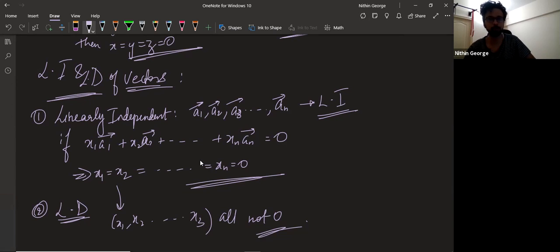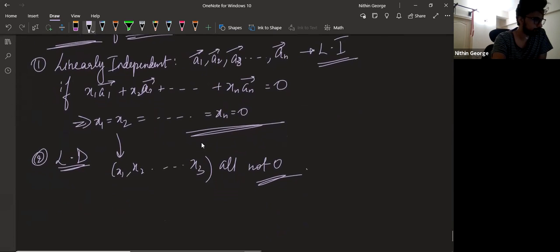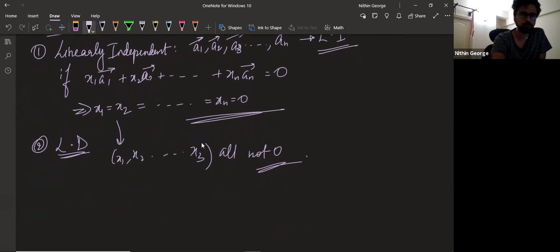No, actually, at least 2 should be non-zero. So then you say that they are linearly dependent. Okay. This much is clear? All right, next write some properties. The first one, I'm not writing it down here. The first one, I'm reading it out.